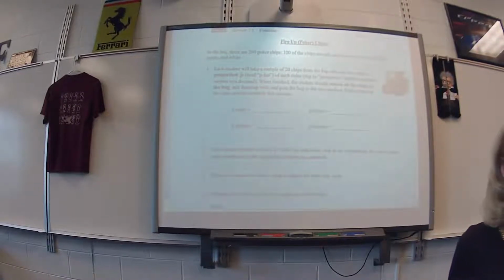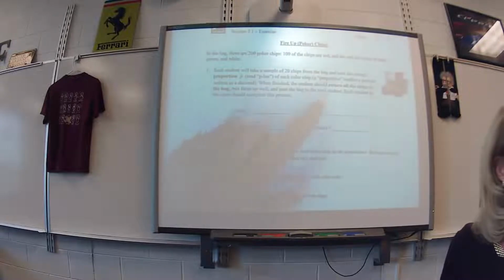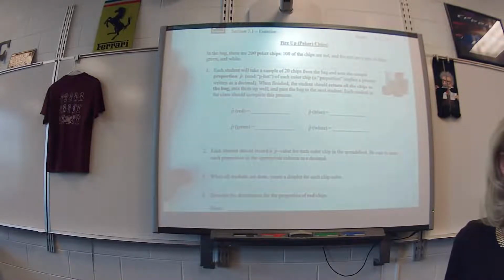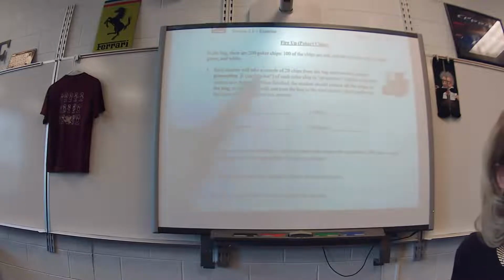100 of them are red. I will tell you that. So 50% of the chips in here are red. The rest are a mix of blue, green, and white. Now, you guys are going to figure out how many blue, green, and white there are.